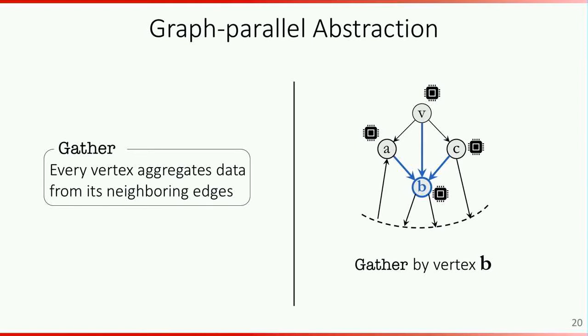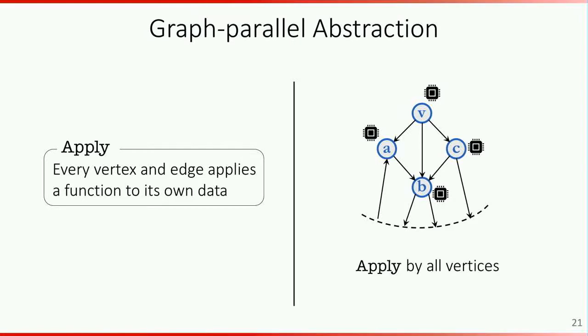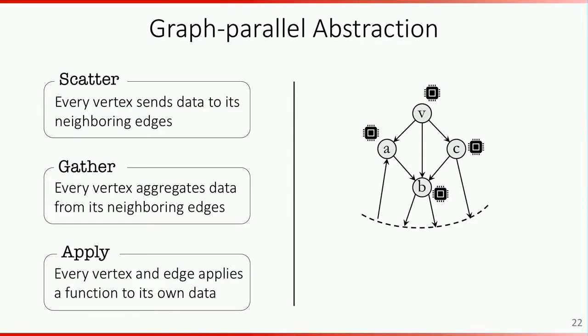The second abstraction is complementary, where a vertex aggregates data from all of its neighboring edges, and the vertex may update its own data. So the example over here shows a gather by vertex B. And finally, an apply operation. In an apply operation, every vertex and every edge applies some function to its own data. So the example over here shows an apply by all of the vertices. And it turns out just having these 3 abstractions is very powerful for a large class of algorithms.